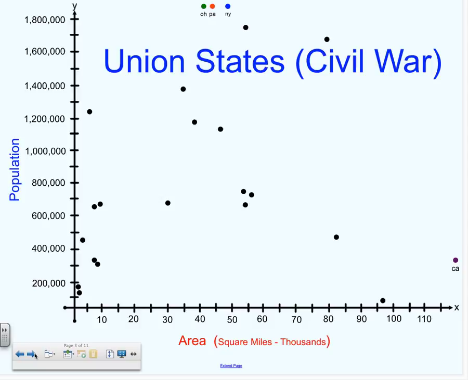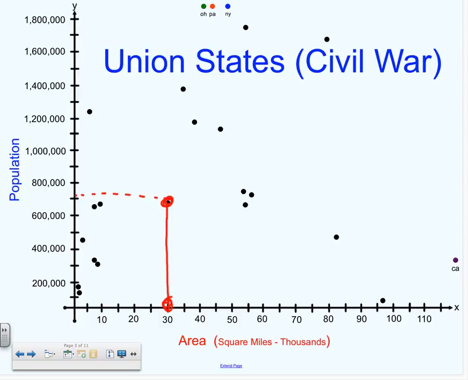So, for example, if a certain state had an area of 30,000 square miles, which would have been right here, and had a population of roughly 750,000 people, I found 30,000 on the graph and went up to right about where 750,000 would be, or 700,000, and plotted my point there. And I did this for all the states in the Union.